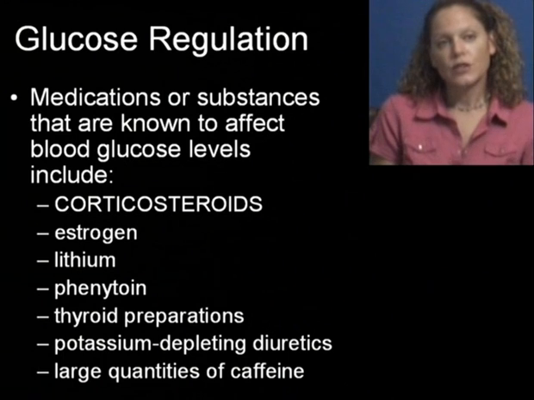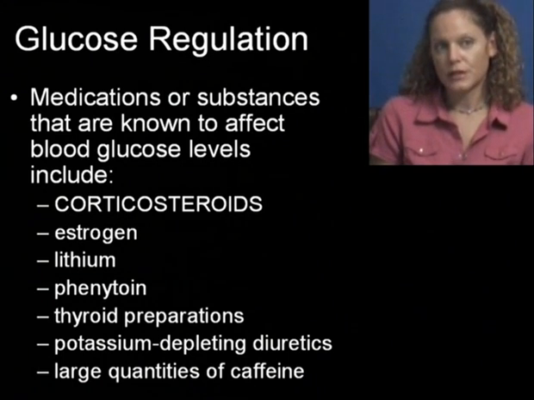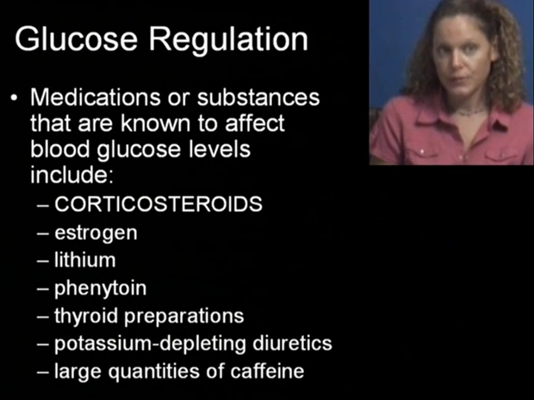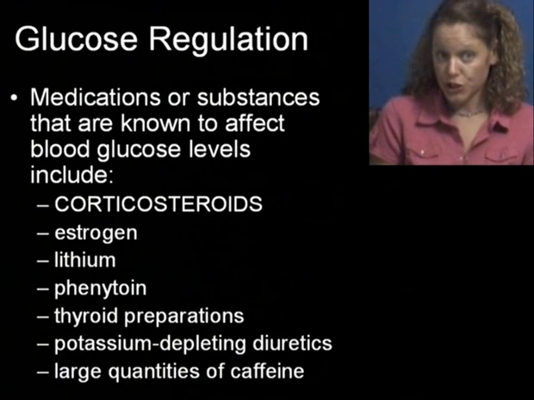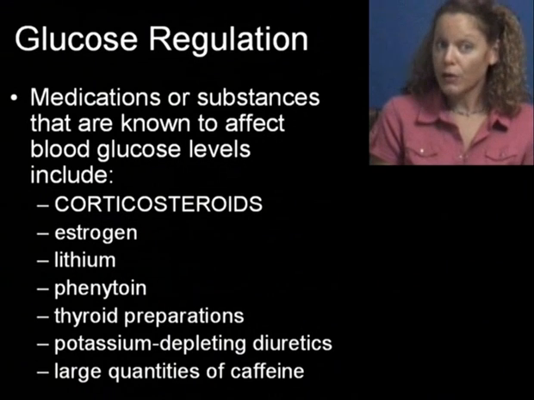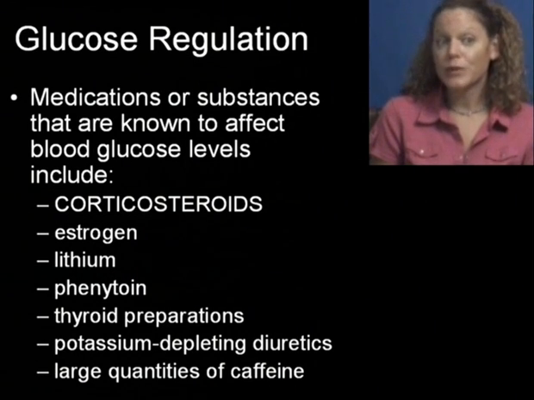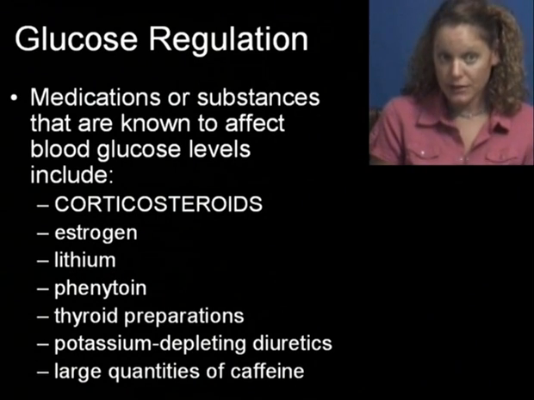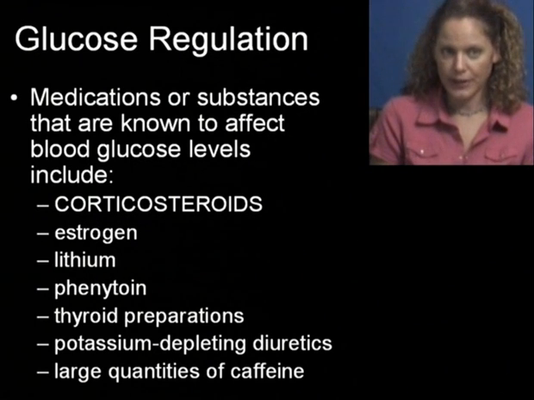So, it's also important to note that some medications or substances are known to affect the blood glucose levels. And these include corticosteroids, estrogen, lithium, phenytoin, thyroid preparations, some potassium-depleting diuretics, and large quantities of caffeine.